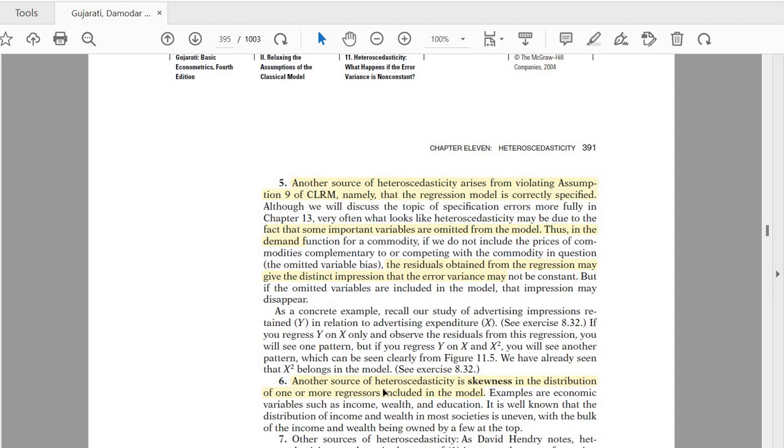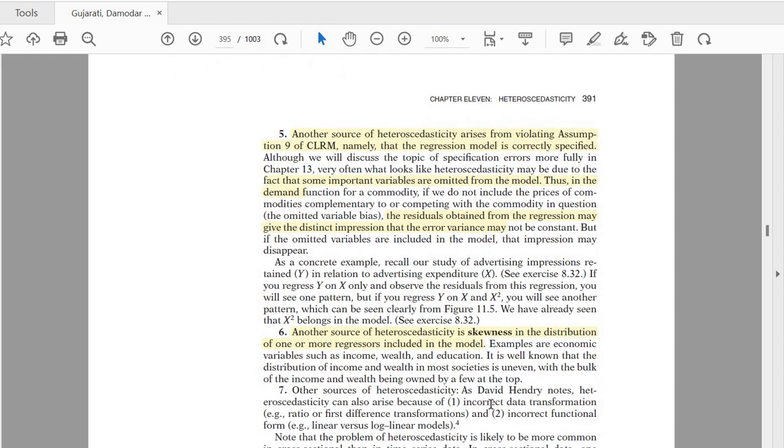And the next point is, another source of heteroscedasticity is skewness in the distribution of one or more regressors included in the model. So you can see that if there is skewness in the distribution, there are ways of detecting whether the variables are skewed or normal, which we did: box plot, NNP, and skewness-kurtosis methods to detect whether the model data has skewness or is symmetrical normal distribution. So these are the reasons behind the existence of heteroscedasticity.